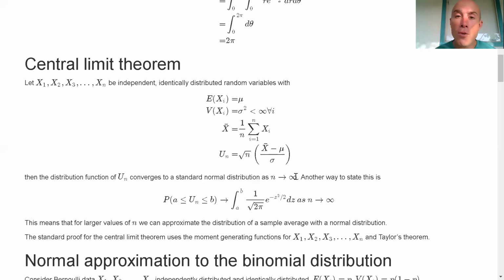So if I have a large sample size and I take an average under these assumptions, it's okay for me to use the normal distribution. And the bigger the n, the better the approximation. Now, I'm not going to prove this. The standard proof for this uses moment generating functions and Taylor's theorem, neither of which we have gone over in this video series.